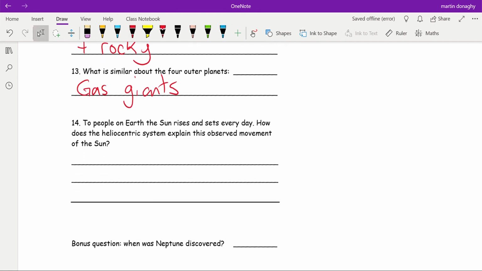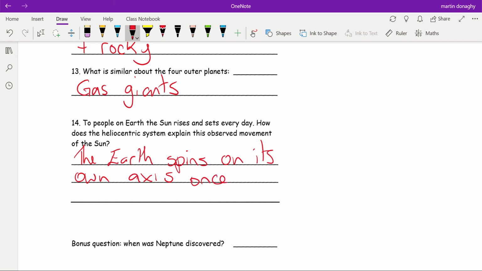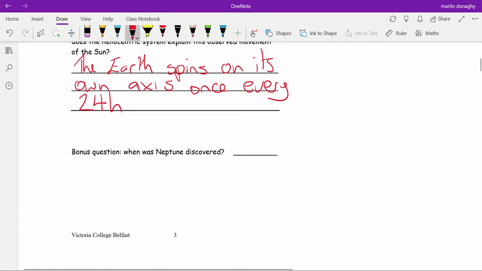To people on Earth, the sun rises and sets every day. How does a heliocentric model, that's our correct model, explain this observed movement of the sun? So it appears to rise and set, but that's because we're spinning. Earth spins on its axis once every 24 hours. Bonus question, when was Neptune discovered?